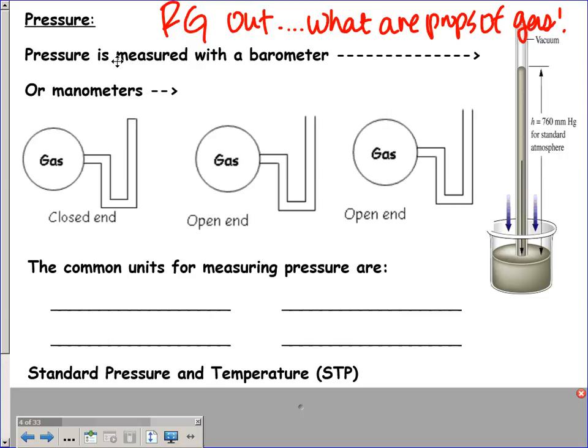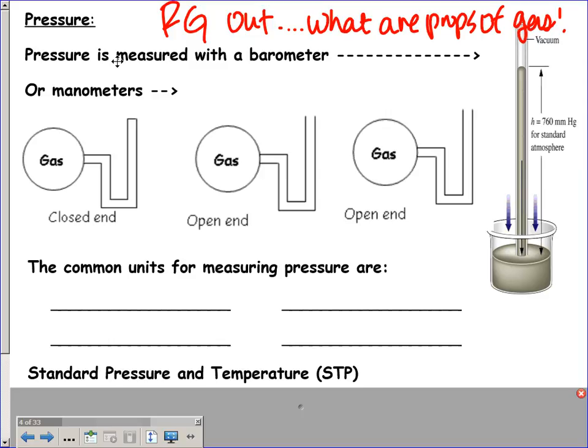So, Levi's group, somebody tell me a property of gas that you just know. Tell me a property of gases. They fill up any container. Okay, so they fill their space. That's one property. What's another property of a gas? It's compressible, right? We can compress gas.